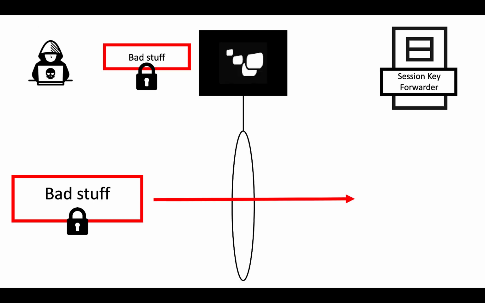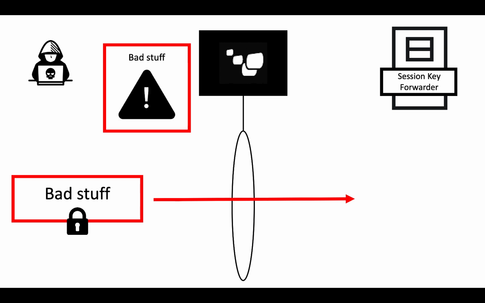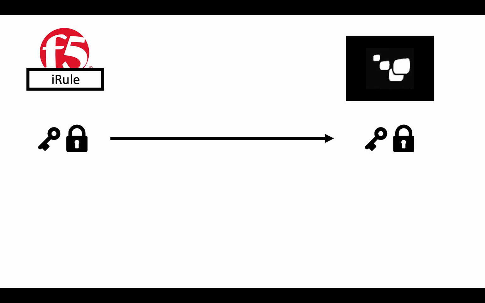So when a bad guy initiates an attack, ExtraHop sees the malicious traffic on the wire and applies the session key that it got from the server and is able to decrypt that traffic to let you know that something suspicious is going on. And if you have an F5, the process is even simpler. With an F5, you don't need the session key forwarder, and instead you can configure an iRule to send the session keys to the ExtraHop.